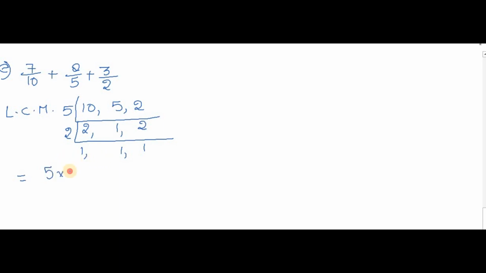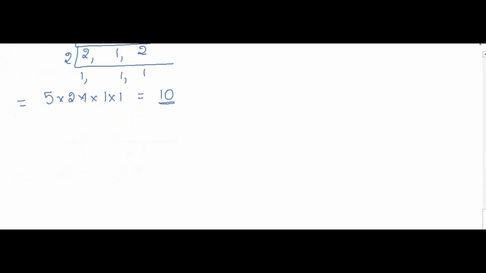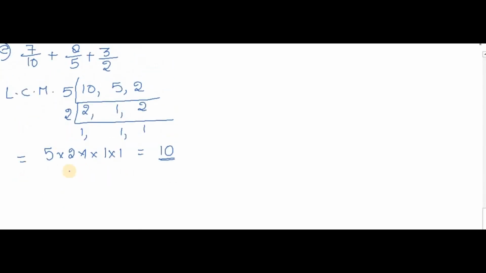Now we will go for multiplication. 5 into 2 into 1 into 1 into 1. Now 5 2s are 10, 10 1s are 10. So my LCM here is 10. Now in 10 table when I will get 10, 10 1s are 10. Next plus symbol. 5 table when I will get 10, 5 2s are 10. When I will get 2 table 10, 2 5s are 10.